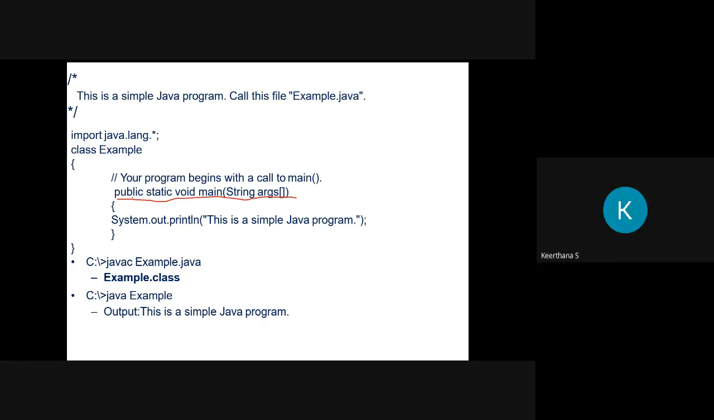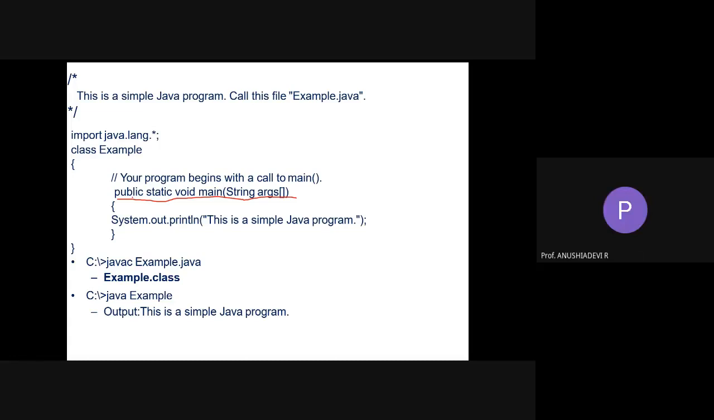Make it visible to access modifiers. So what is the purpose of the keyword public? If we declare any function or any variable as public, it means we can access it from anywhere, from another class also. We can access it from anywhere.